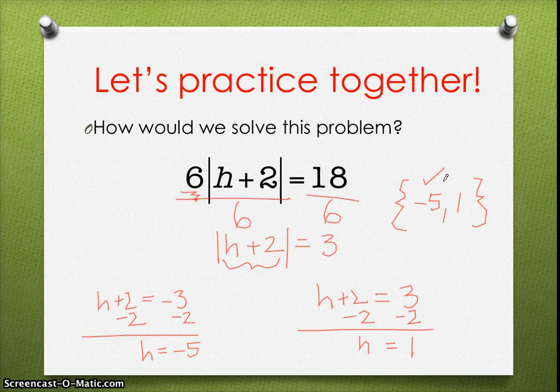The same thing with 1. If h was 1, 1 plus 2 is 3. The absolute value of positive 3, the distance, is also 3. 6 times 3 equals 18. And we have just verified that those two solutions are correct.